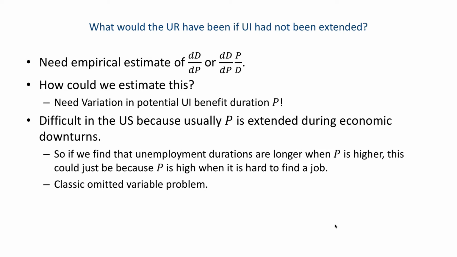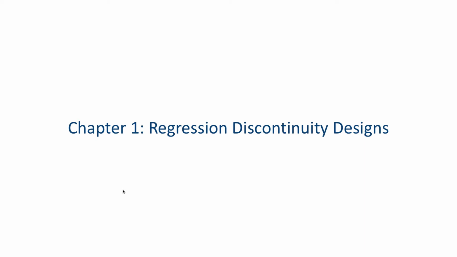We will now learn that the regression discontinuity design can help us get around this omitted variable problem. So let's first cover the regression discontinuity design, and then we'll get back to an empirical example of how this actually has been implemented in practice. Therefore, let's start now with Chapter 1. The regression discontinuity design.